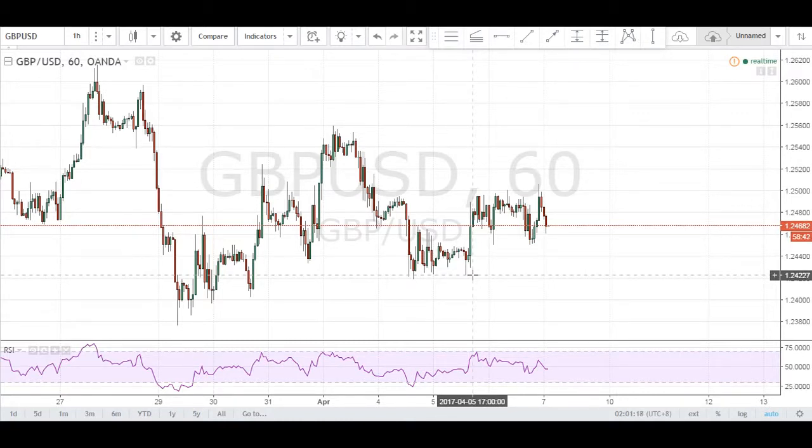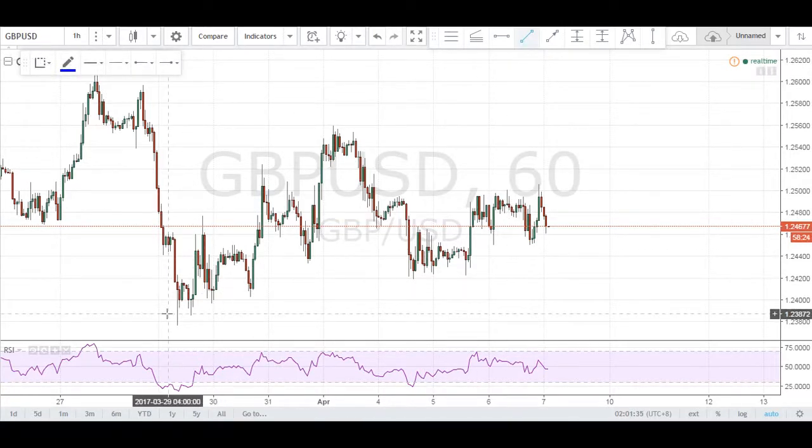It is Thursday the 6th of April, and for today we'll be looking at the pound dollar on the 60-minute chart. Like our previous videos, today we'll also be looking at a potential pattern setting up, and for today we'll be looking at a potential bullish Gartley pattern completion. So this is the analysis behind a potential bullish Gartley pattern.